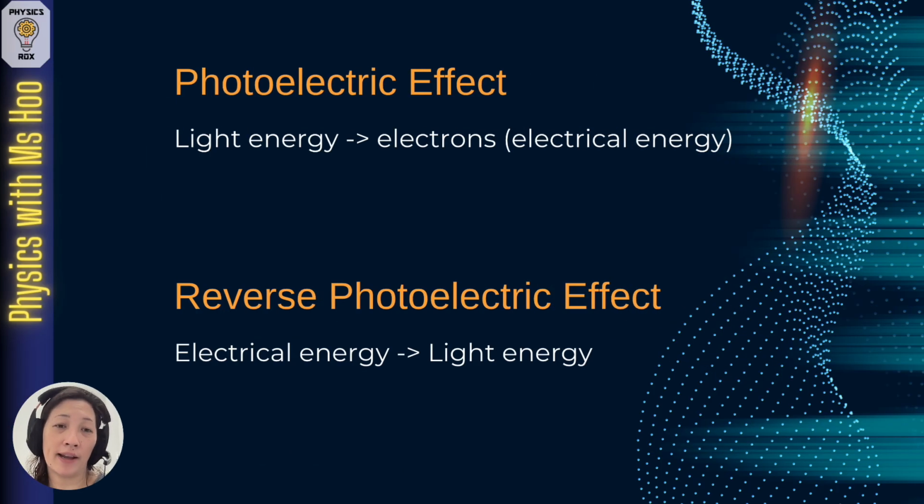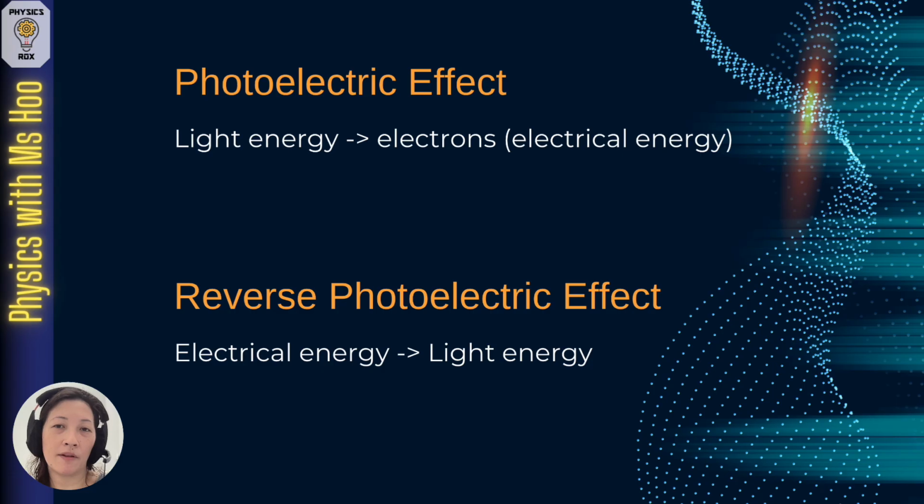So the photoelectric effect is when light energy produces electrons, or basically light energy being converted to electrical energy. The reverse photoelectric effect in this case means the opposite. That means converting from electrical energy to light energy. The photoelectric effect is seen normally with solar cells, where light energy from the source is taken to produce current to power the device, whereas LEDs convert the electrical energy to produce the light energy that we see.